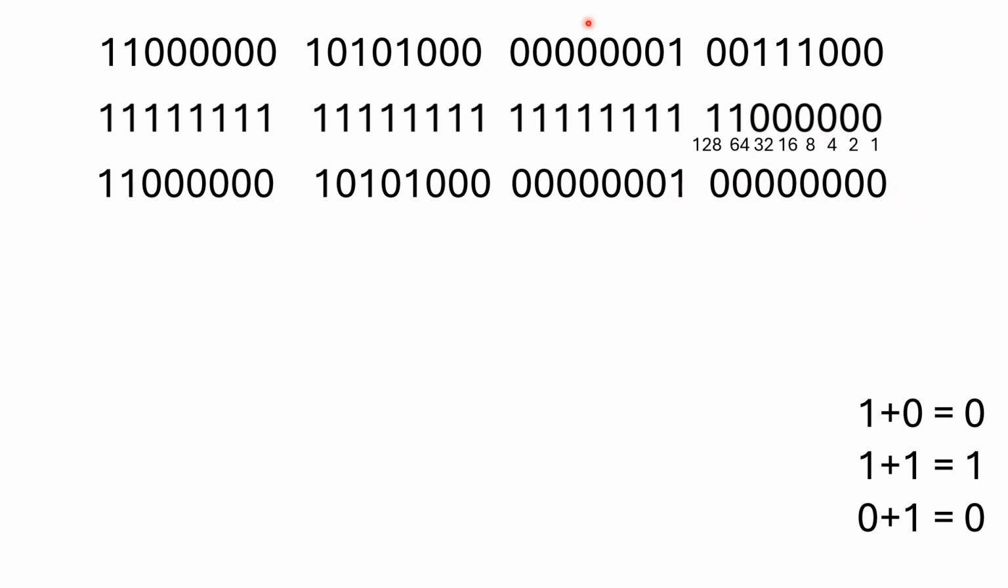Okay. Now we need to convert this binary number into dotted decimal. We get the result as 192.168.1.0. This is the network address for this particular network. Remember that in any network, the first IP address is reserved as the network address and the last IP address is reserved as the broadcast address.